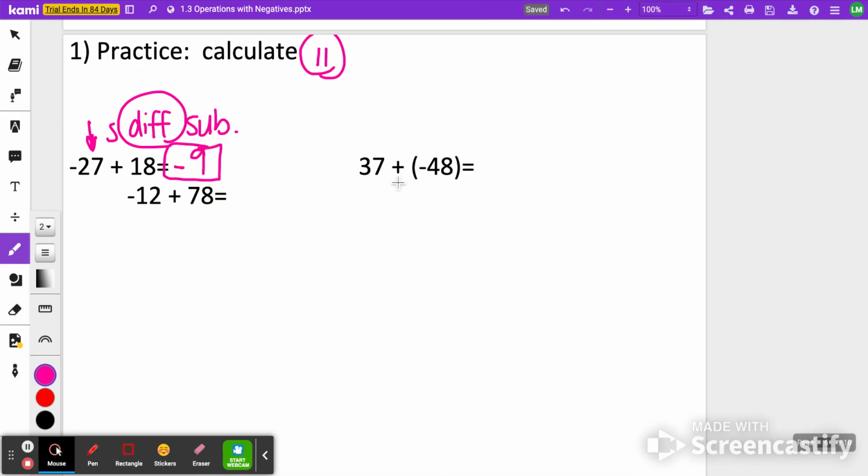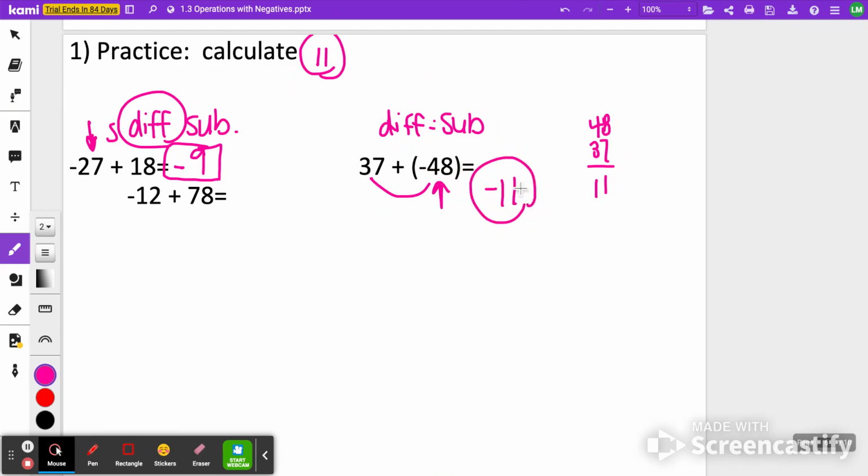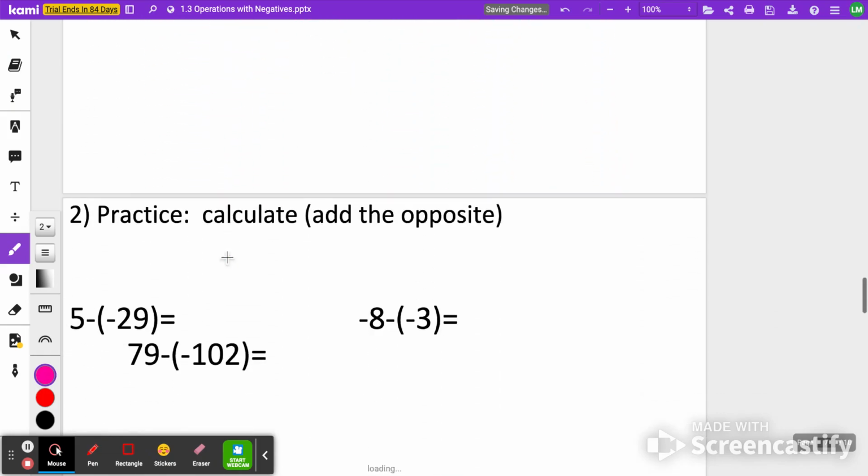Onward to our next one, number 2, 37 plus negative 48. Again, different signs, meaning we are subtracting. So we're just doing 48 minus 37. When you do that, you're going to get a difference of 11, but because this is the bigger sign, we're going to keep our answer as negative 11. And then our last one, again with different signs, negative 12 and 78. Again, we will subtract those, noticing, though, that the bigger sign is a positive, which means our final answer would be a positive 66.